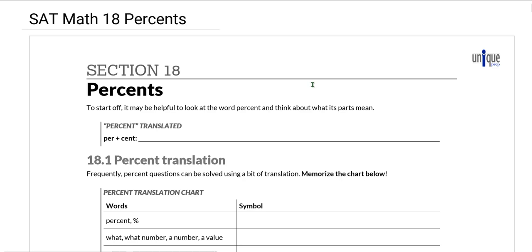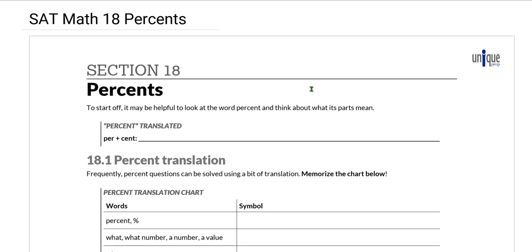Many students do think that they have a very strong grasp of percents, how to find percents, how to increase things by certain percents, and that's great if you do feel like you have a solid foundation. That will obviously help you here.